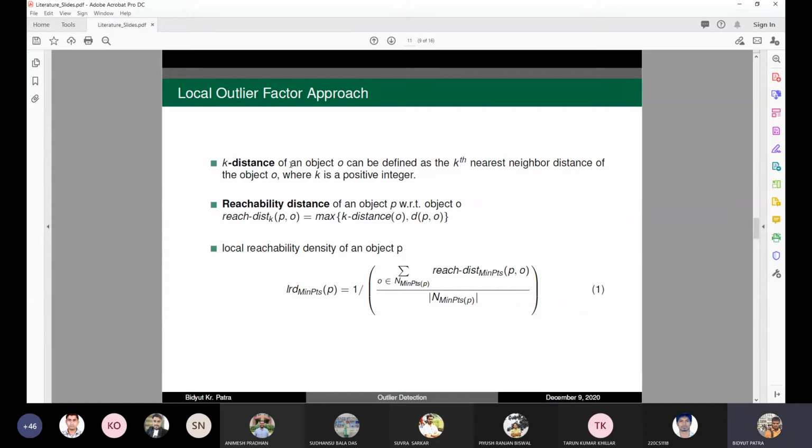So k-dist of an object O is defined as the kth nearest neighbor distance of the object O, where k is a positive integer. Okay, so this is k-dist and this is reachability distance. Now what we have to do is find the local reachability density.